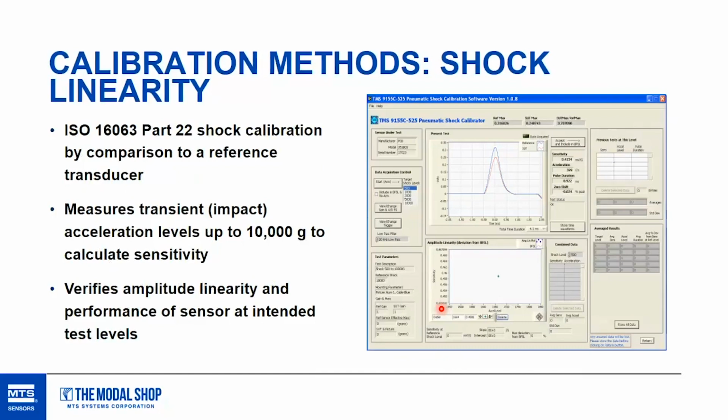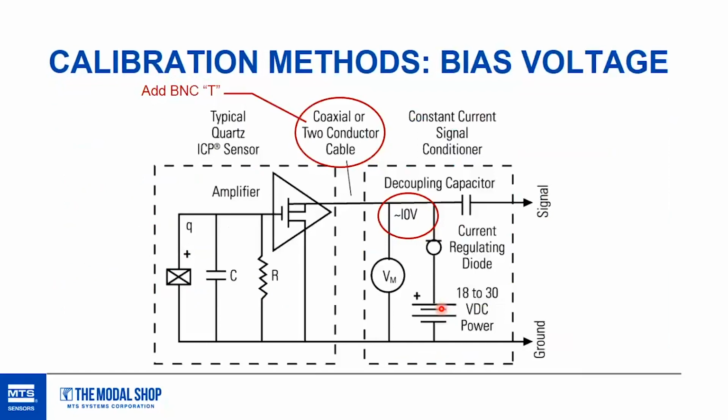So the last few things here on calibration types, we have a few, I wouldn't call them quite specialty, but a little bit more rare methods of calibrating a sensor. One of them is electrically with bias voltage. And we can see here a nice little diagram of an ICP sensor on the left and an ICP constant current signal conditioner on the right.